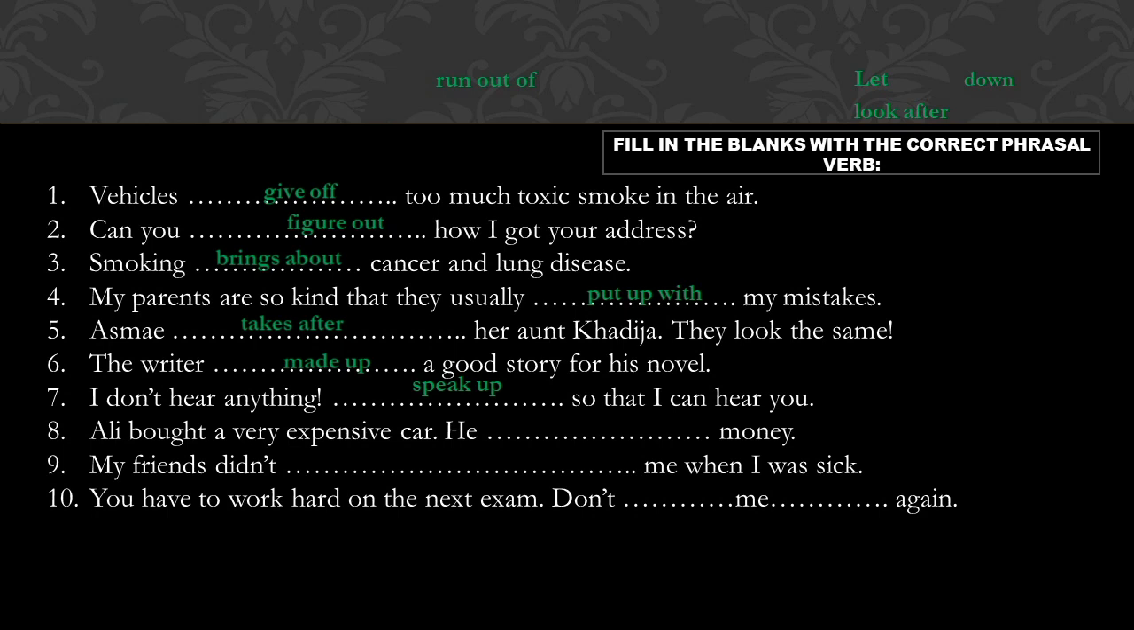Number 8, Ali bought a very expensive car. He ran out of money. Number 9, my friends didn't look after me when I was sick. And the last one, you have to work hard on the exam. Don't let me down again.